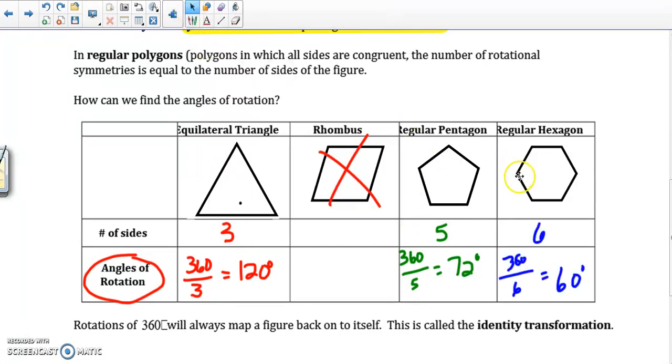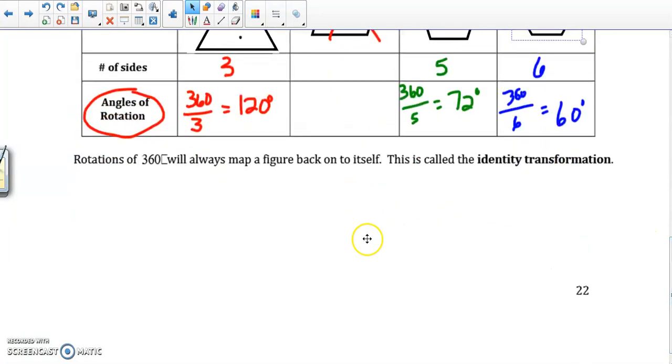All right, so hopefully you saw you could turn your paper 1, 2, 3, 4, 5, 6 equal times to make it look exactly like it did when it started. 6 sides, that means 6 turns, 60 degrees in each turn. All right, and I think this probably makes sense, common sense type of definition here. Rotations of 360 degrees, so 360 just turns something back to its original, will always map the figure back onto itself every single time. This is called the identity transformation.